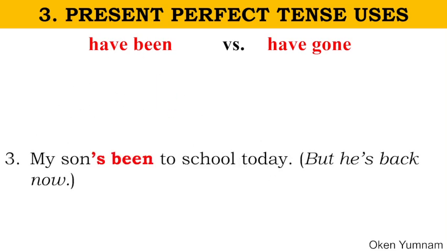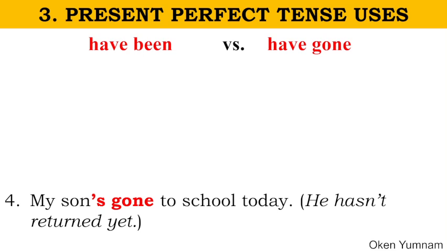My son's been to school today. It means my son has gone to school and come back now. Now he is not at school, he is here now. My son's gone to school today. It means he has gone and he hasn't returned yet. He might still be in school. So that's the difference between have been and have gone.